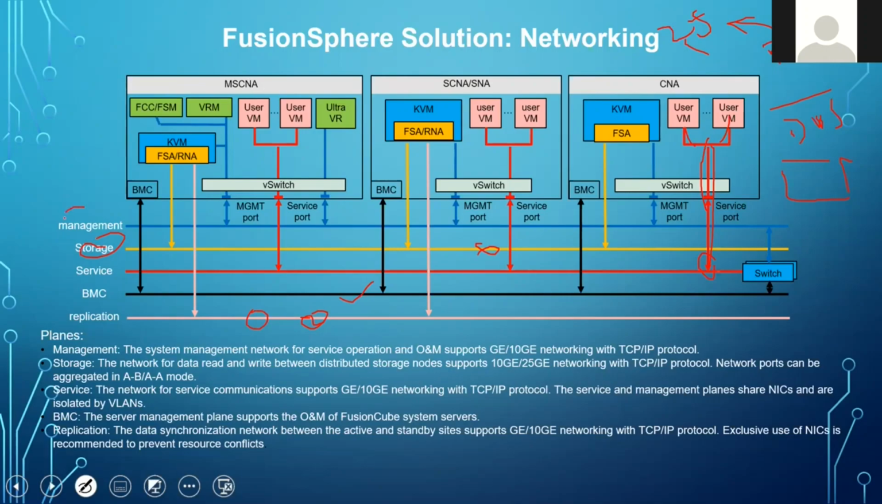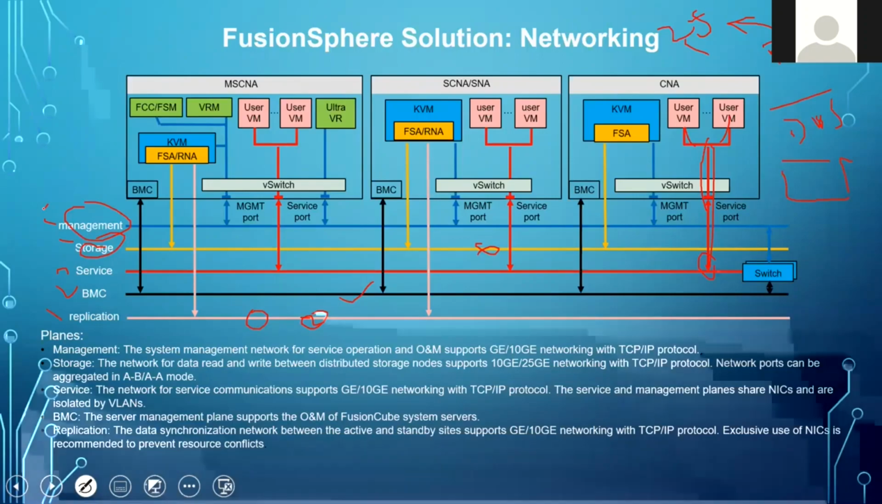And the fifth network is management. The management network will be used for FusionCube Builder, FusionCube Center, FusionCompute, and the FusionStorage web portal. If you want to manage all these things, this management network will be used to access the web portal for every solution. We have one centralized portal, which is FusionCube Center, so we can manage everything from that portal.